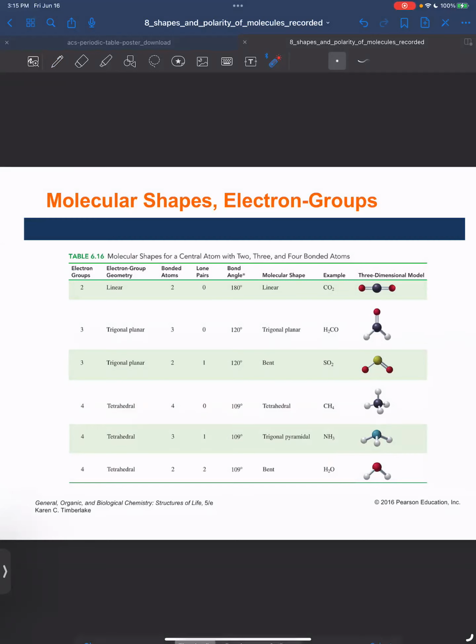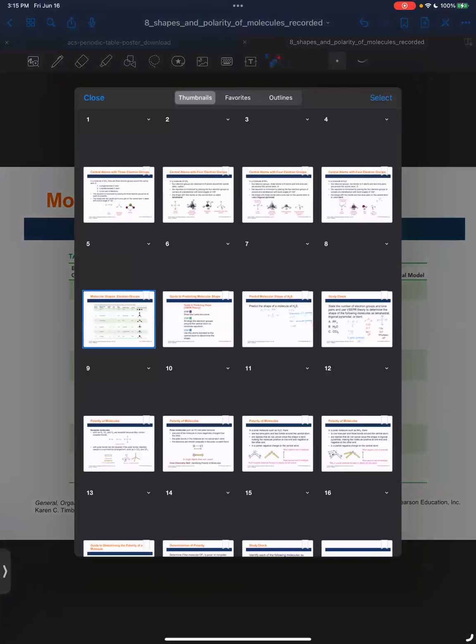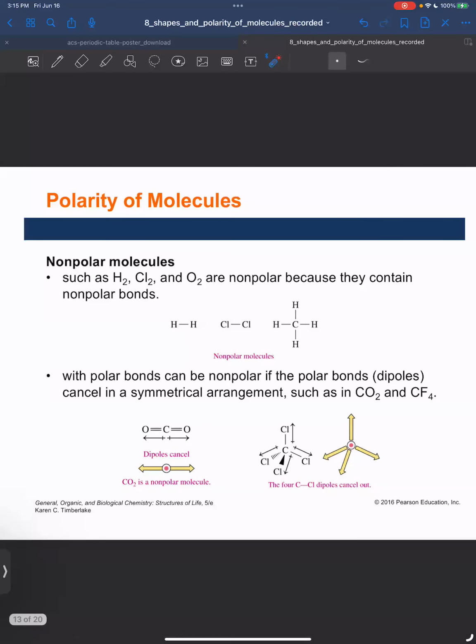All right, so once you feel confident in deriving the shape, then we can start thinking about, well, what's the polarity of the molecule itself? In a previous video, we discussed polarity for a single bond, but now we want to be able to determine the polarity for molecules overall. So nonpolar molecules such as hydrogen, chlorine, and oxygen are nonpolar because they contain nonpolar bonds. So regardless of what their geometry is, they're just nonpolar overall.